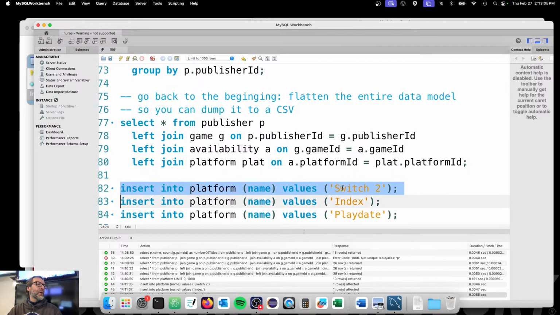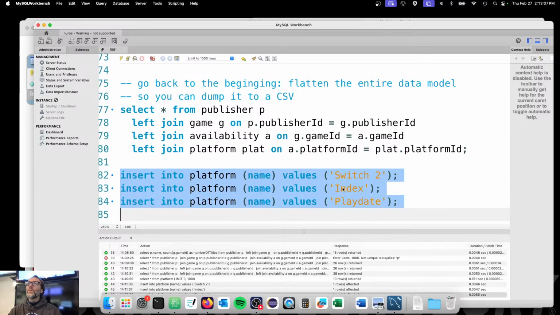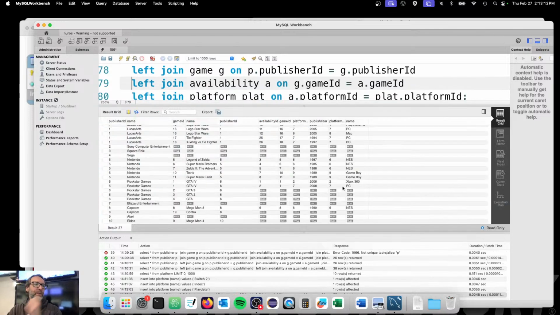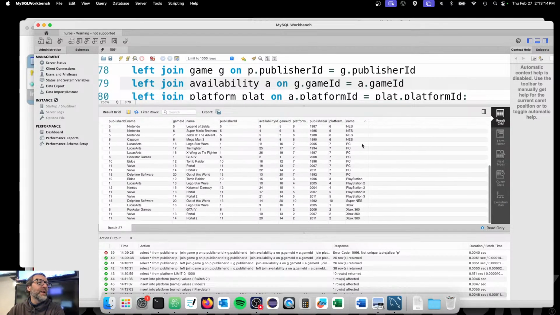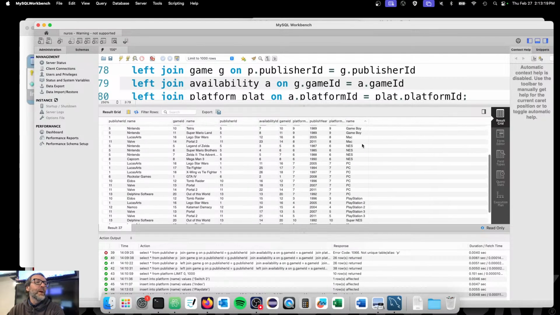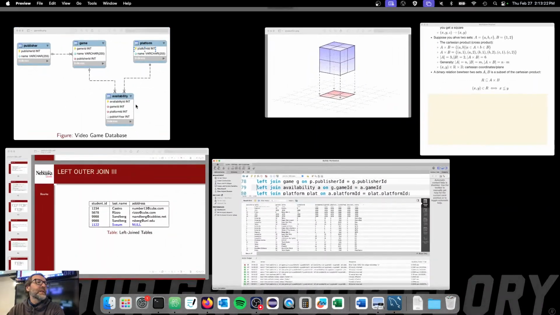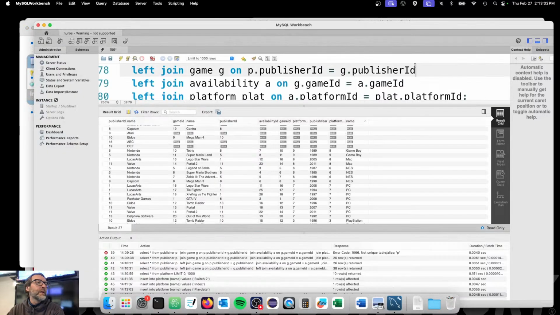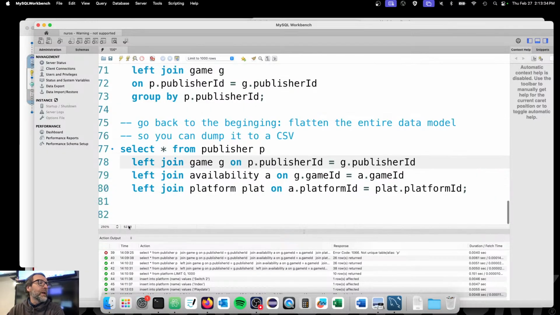All right. So I know that there are 3 platforms in there that don't have any games in my database yet. Let's go ahead and execute this command again. Do you see Playdate or the Index or that other one that I just switched to represented over here? Because where was I reading? Left to right. Right? Here's an instance in which you would want to preserve from right to left. So I could rewrite this entire thing and then reverse it, go from the platform table to the availability, to the game, to the publisher.